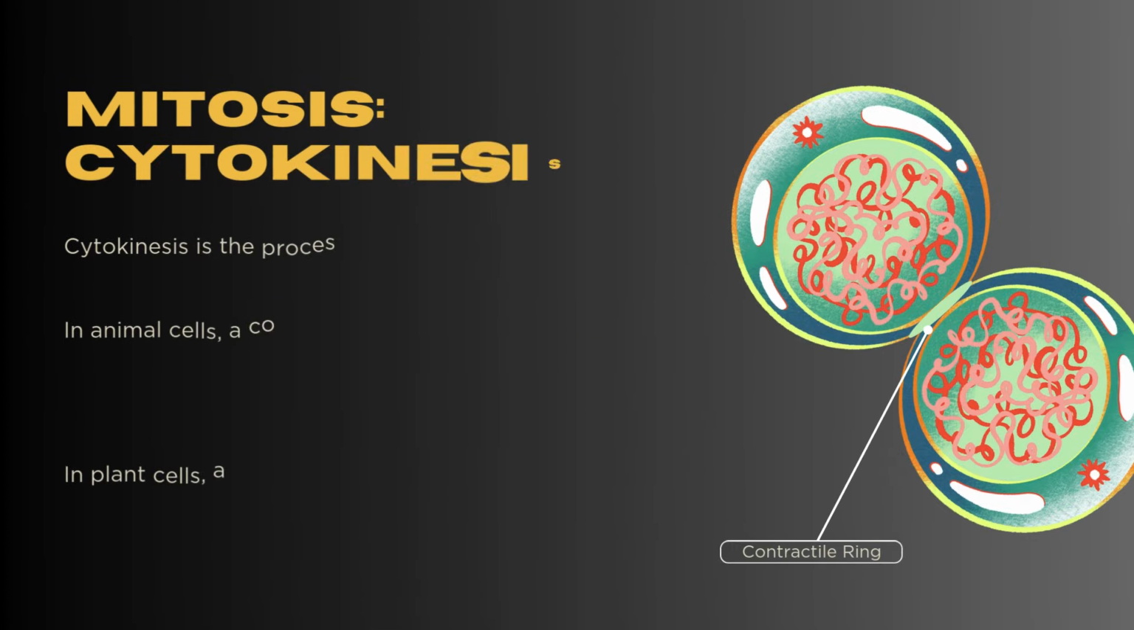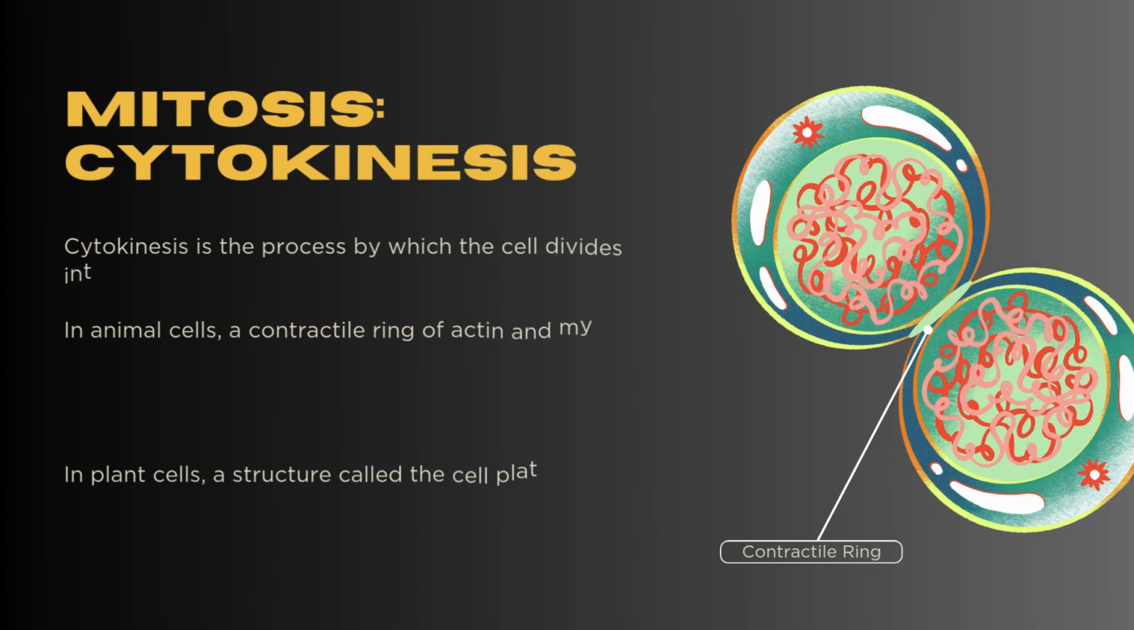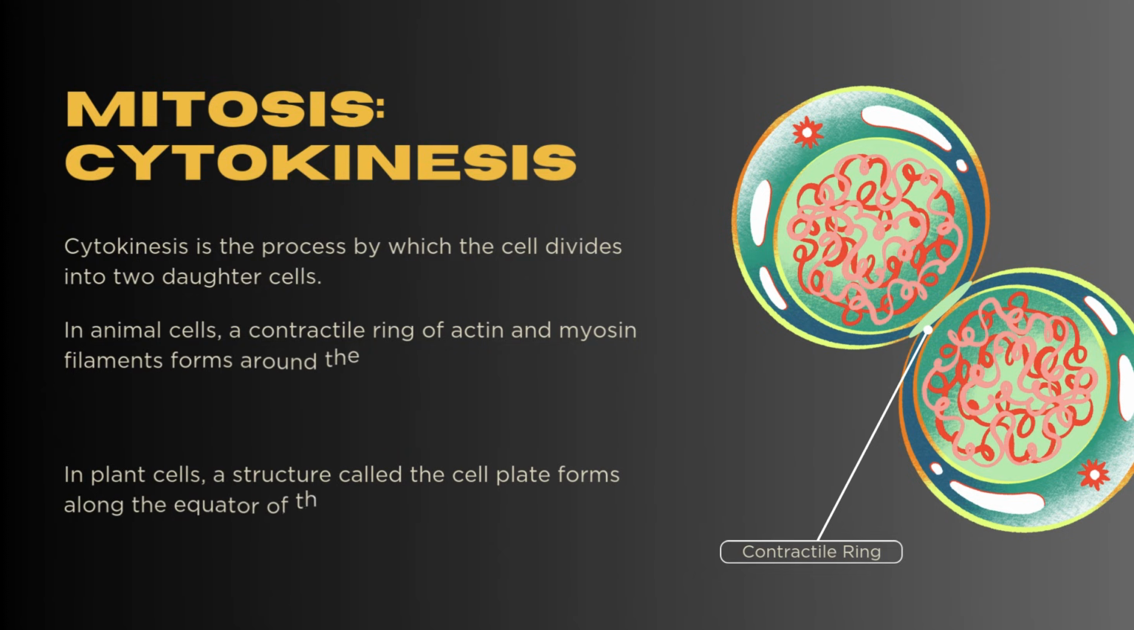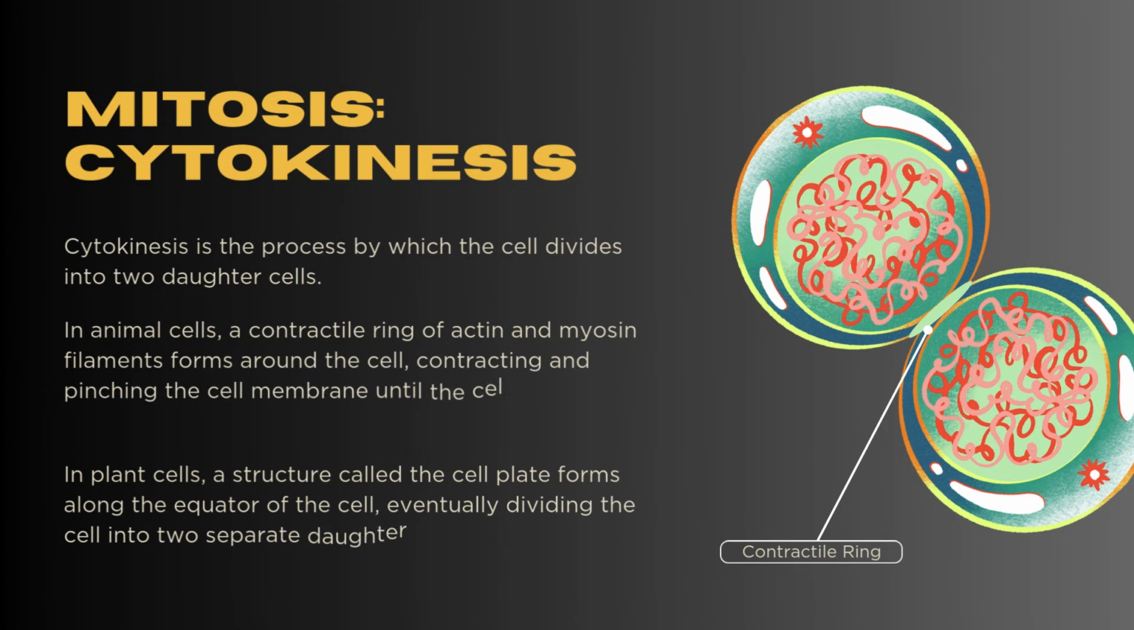Cytokinesis is the final step. The cell splits into two daughter cells. In plant cells, a cell plate forms to divide the cell. In animal cells, a contractile ring pinches the cell in two. Each new cell is identical to the original and ready to function.